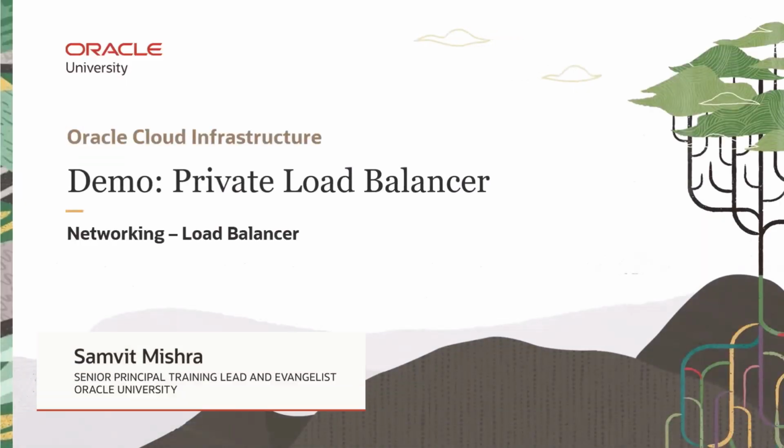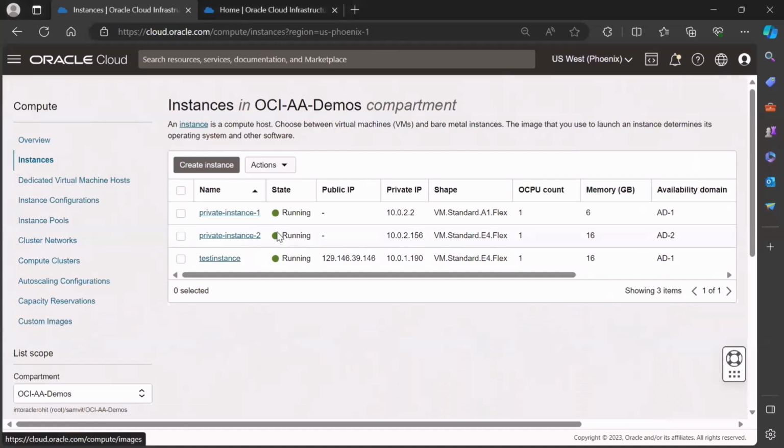Let's get started. I'll take you to the OCI console where you can see that there are 3 instances running. For our private load balancer demonstration, I will be using the first 2 instances, and later I will perform the testing using the test instance. As you can see, both these private instances are inside the private subnet. So all they have is a private IP address. They don't have any public IP address associated with them. But this test instance has both a public IP and a private IP.